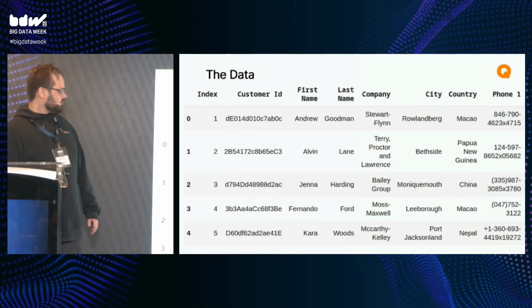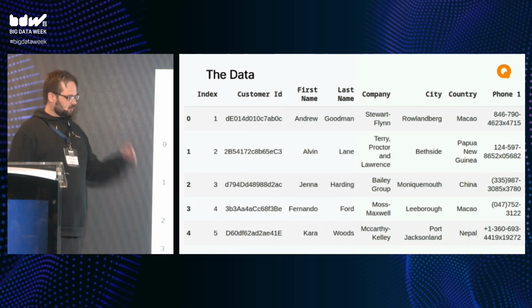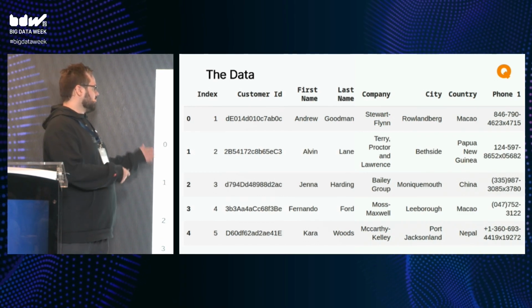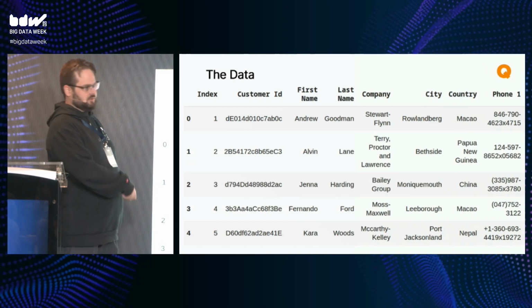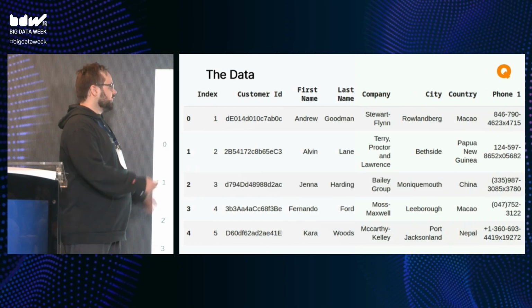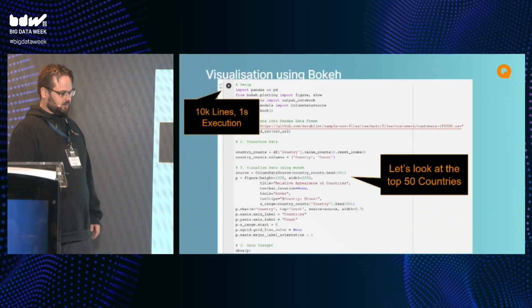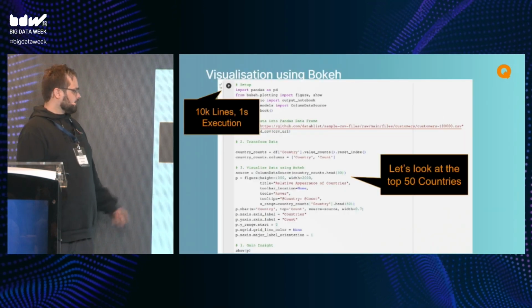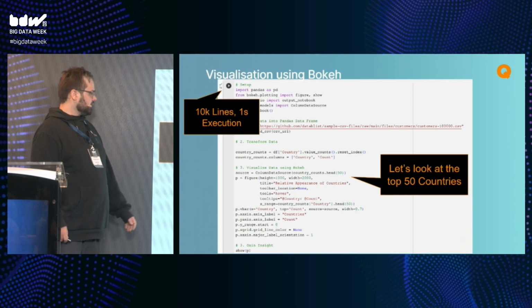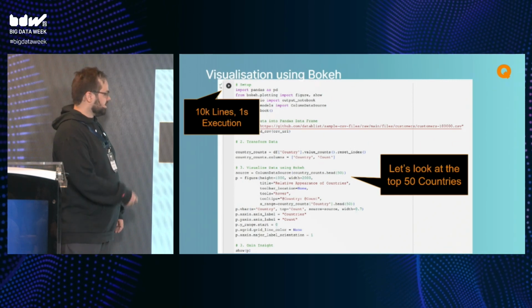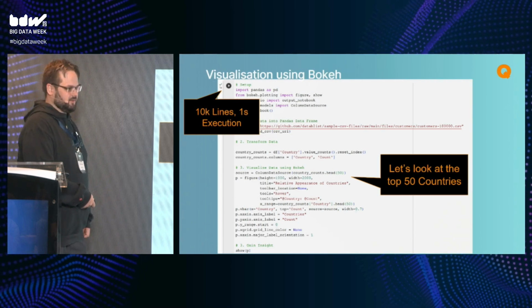So if you download it and put it into a data frame, it looks something like this. You've got a table, you've got your customer names, and those are all not real names, don't worry about it. Your city and your country. And the example I chose here has 10,000 lines of code. Execution in Jupyter Notebook takes 1 second.